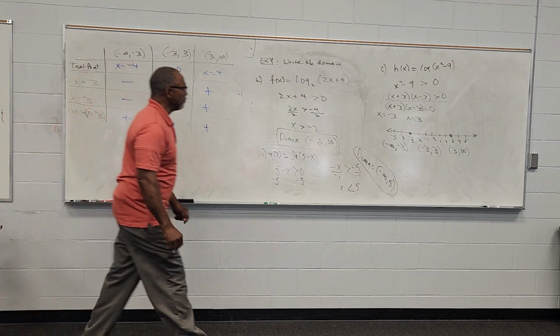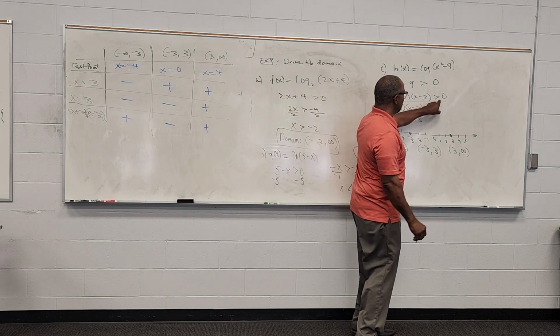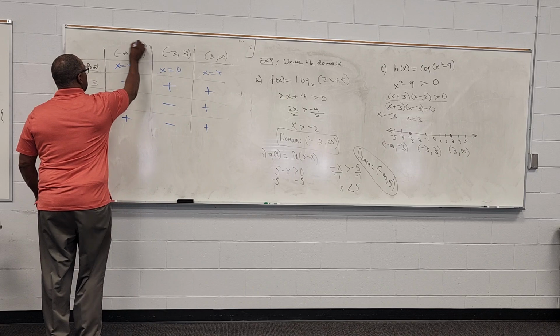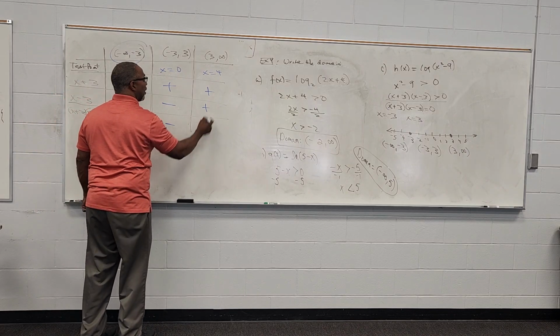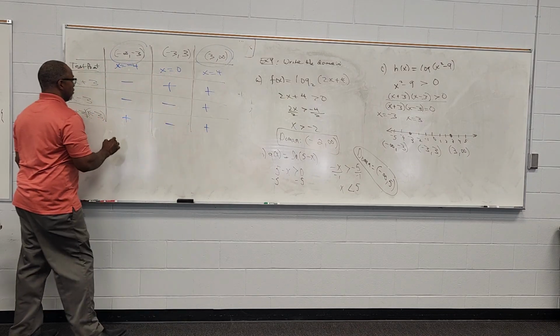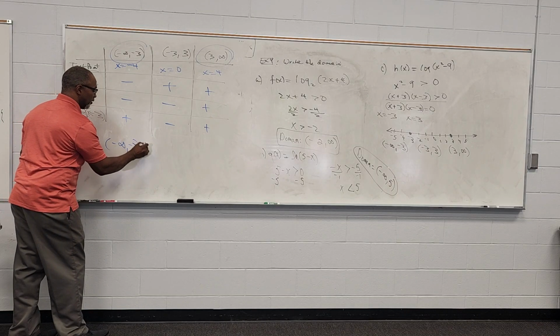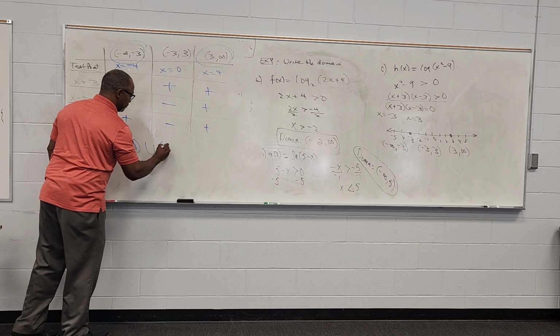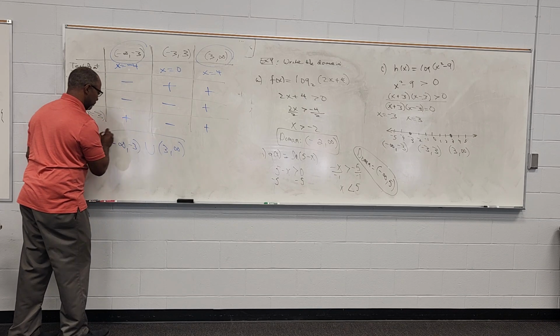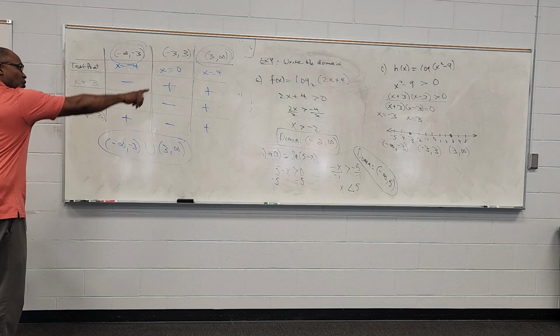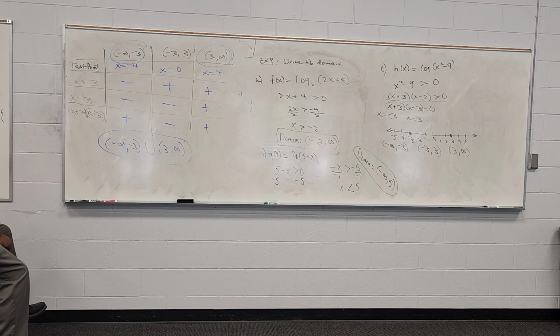So what did I want to know? I wanted to know where the product was positive. Well, the product is positive in the interval here. That product is positive in the interval here. So the solution would be from negative infinity to negative 3, union that interval, 3 to infinity. That would be my solution there. That's because I had a quadratic inequality. So they're a little bit more work.